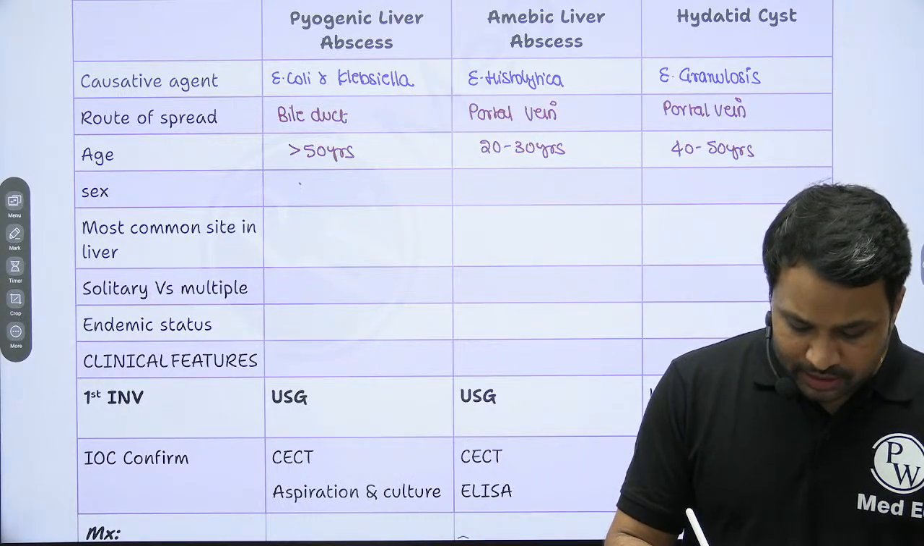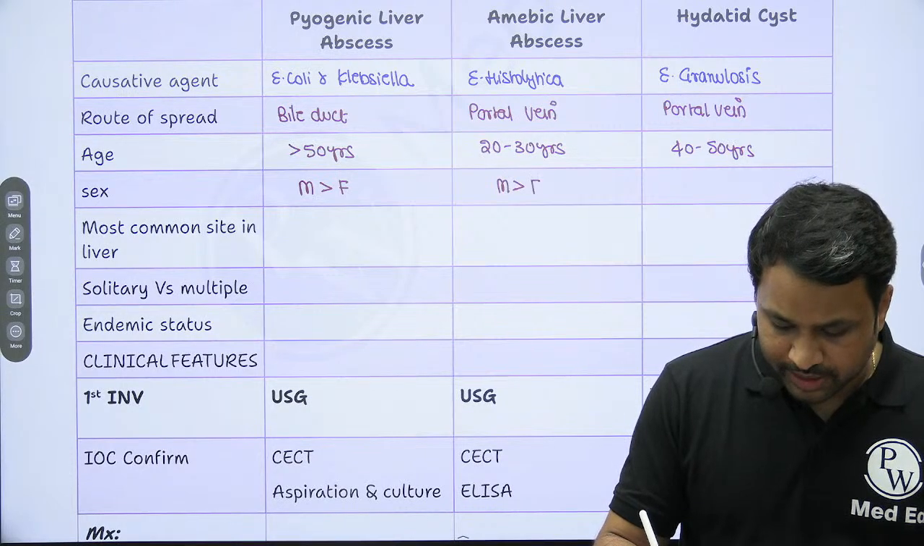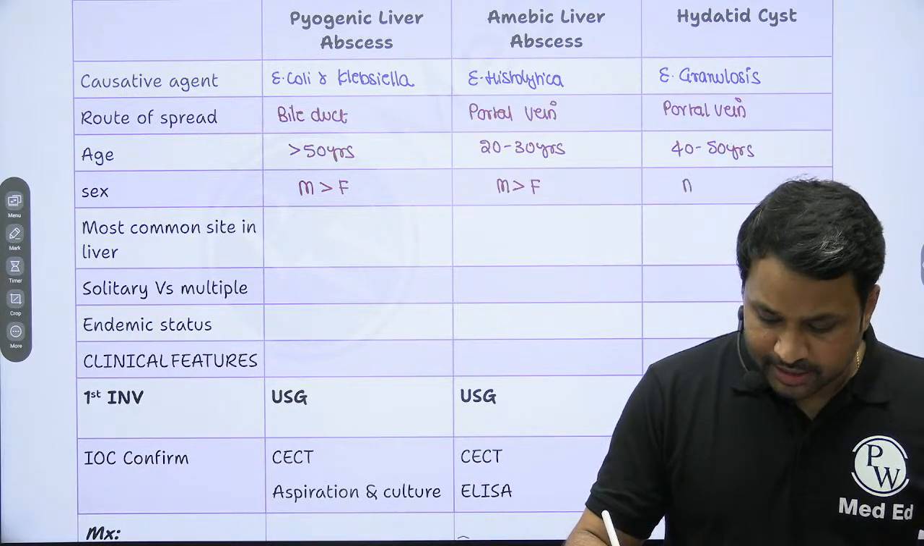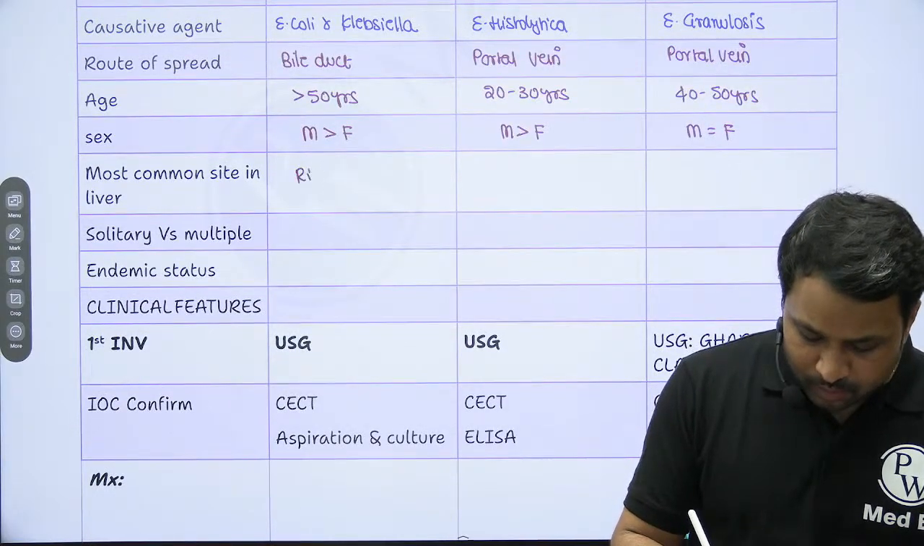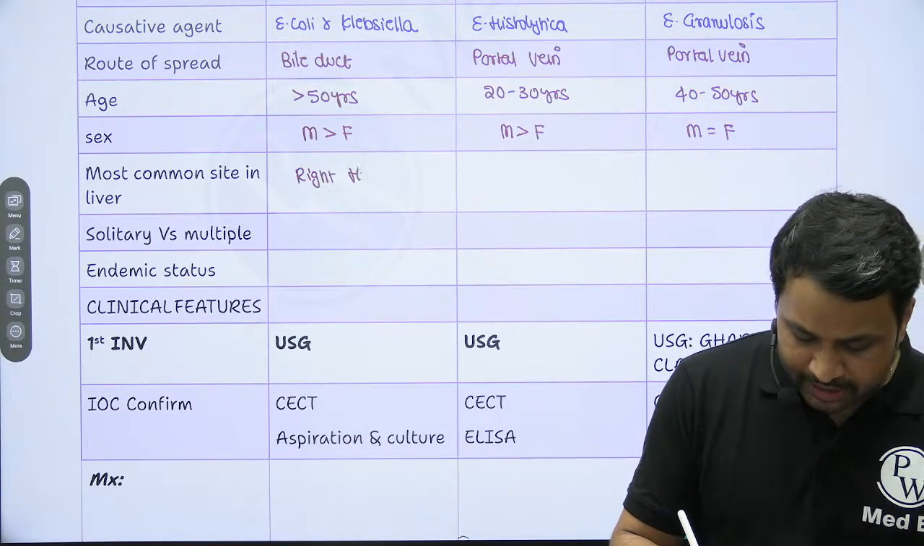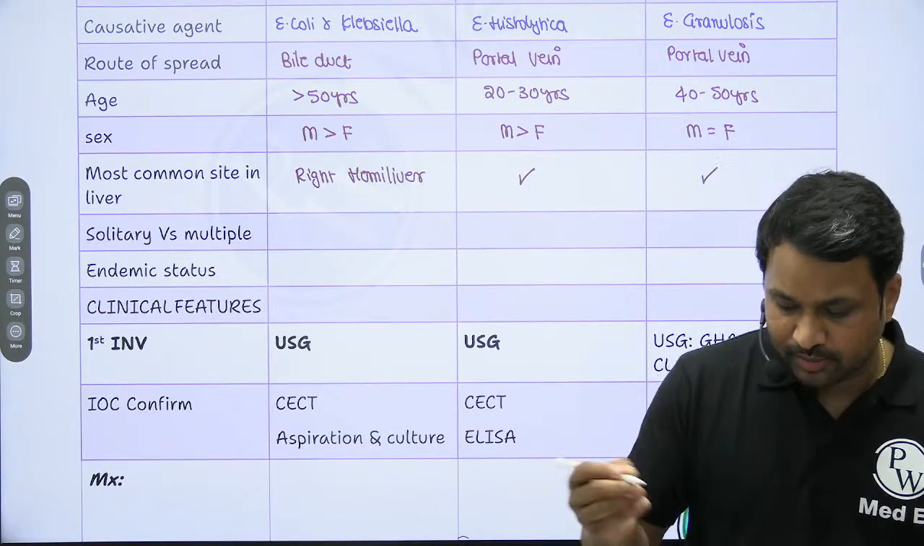Now, pyogenic liver abscess is more common in males when compared to females. Amoebic liver abscess is also more common in males when compared to females. Hydatid cyst is equally seen in males as well as females. All these disorders are more common on the right hemi liver. So on the right side of the liver, you see all these three disorders are more common.